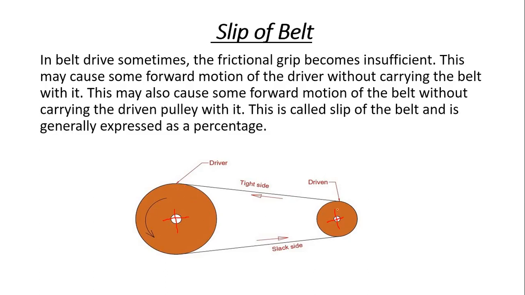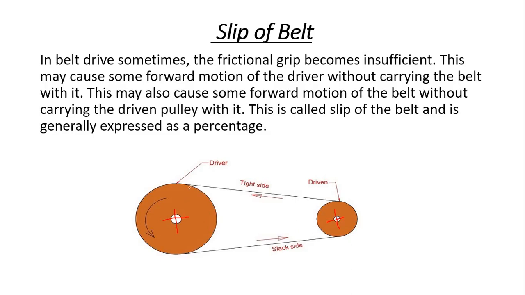driven. Now student, I have already discussed that friction plays a very important role to transmit the power from driver to driven, and the working principle of belt pulley drive is based on this principle. So if the friction between the belt and pulley is sufficient, then smooth power is transmitted from input shaft to output shaft. But what happens if the frictional grip is not sufficient?